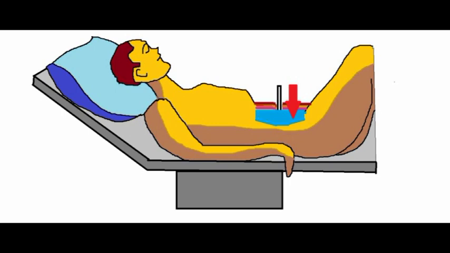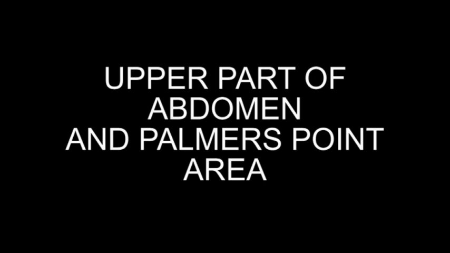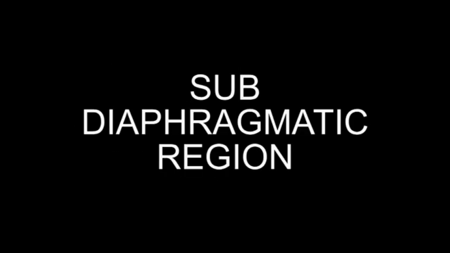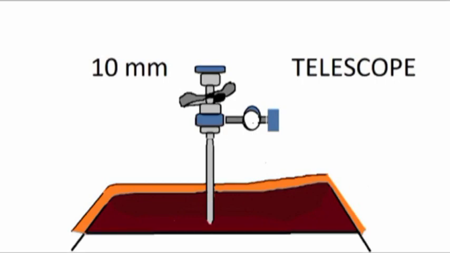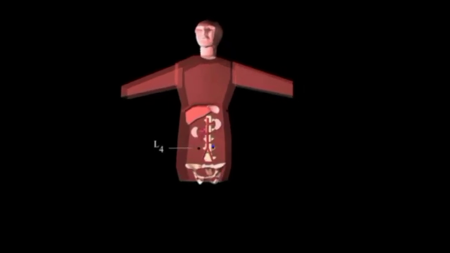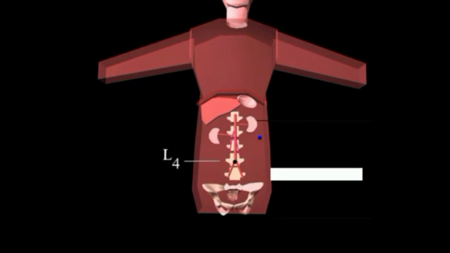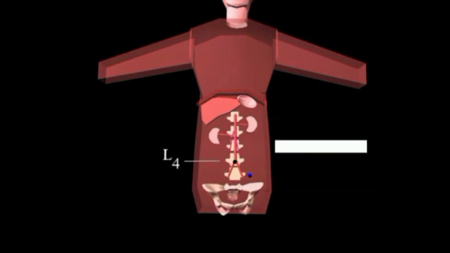The area below the entry point is checked for any injury and then a 360-degree check of the abdominal cavity was done, especially the upper part of the abdomen at the Palmer's point area and below the diaphragmatic region for any adhesions, scarring, and the location of adhesions were noted. Then a 10 mm telescope is entered at an adhesion-free area. Jain point provides a working distance of 10 to 12 centimeters, which is quite ergonomic.